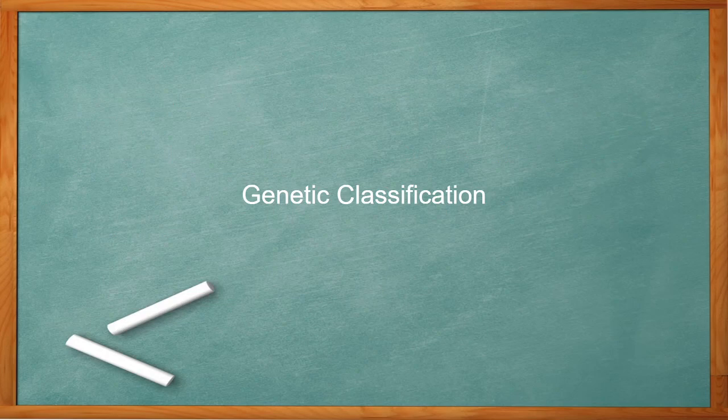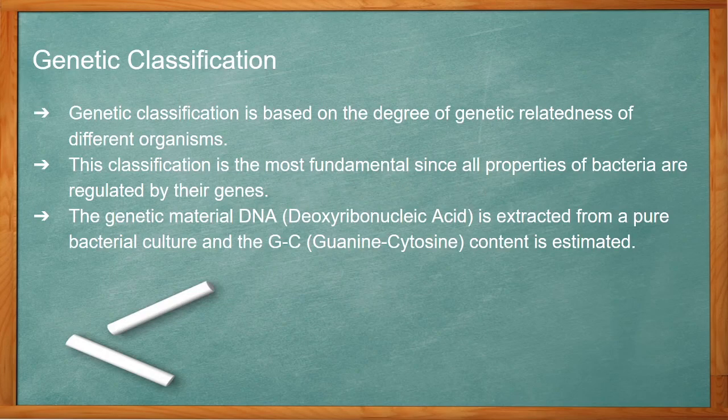Next is the genetic classification. Genetic classification is based on the degree of genetic relatedness of different organisms. This classification is the most fundamental since all properties of bacteria are regulated by their genes. The genetic material DNA is extracted from a pure bacterial culture and the GC content is estimated.